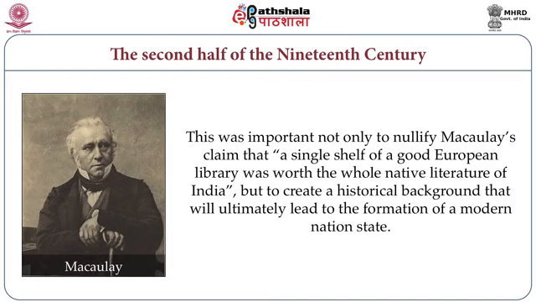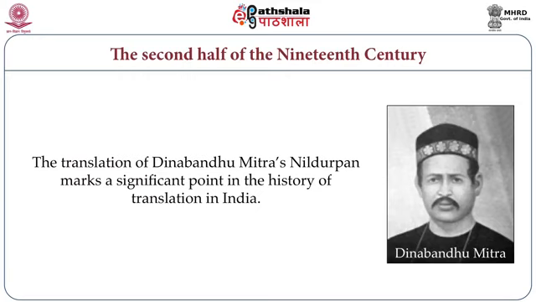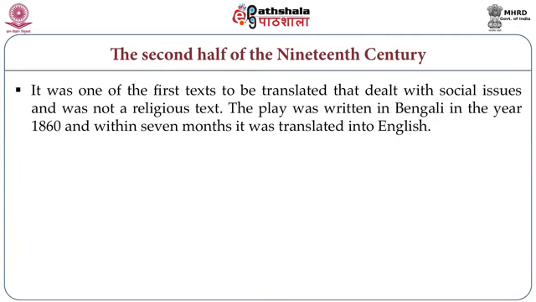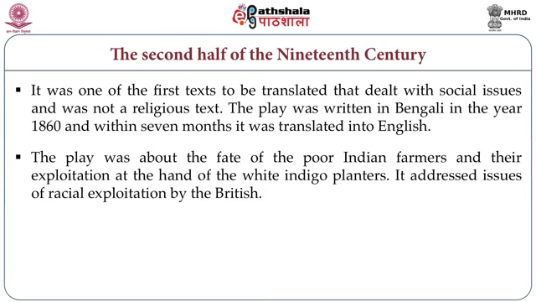The translation of Dinabandhu Mitra's Nil Darpan marks a significant point in the history of translation in India. It was one of the first texts to be translated that dealt with social issues and was not a religious text. The play was written in Bengali in the year 1860, and within 7 months it was translated into English. The play was about the fate of the poor Indian farmers and their exploitation at the hands of the white indigo planters. It addressed issues of racial exploitation by the British.